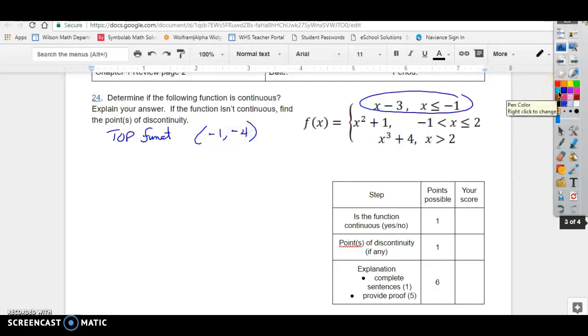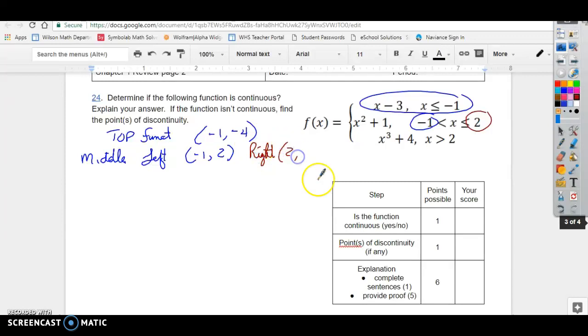Okay, let's go after the middle function. When x is negative 1, looks like we're looking at negative 1 squared, which is 1. 1 plus 1 is 2. So clearly these don't line up together. Okay. Let's look at x is 2. So this is now my right side. If I put 2 in here, I'll get 5.